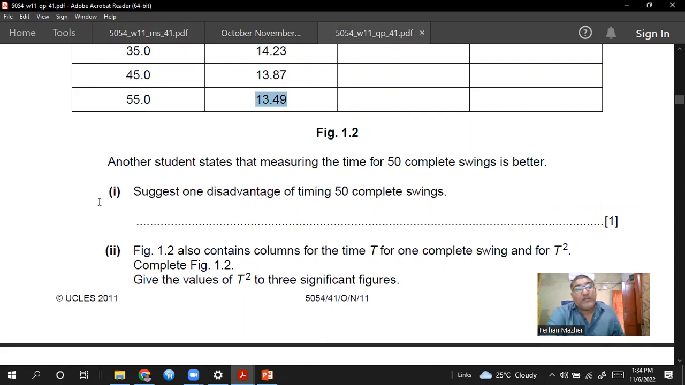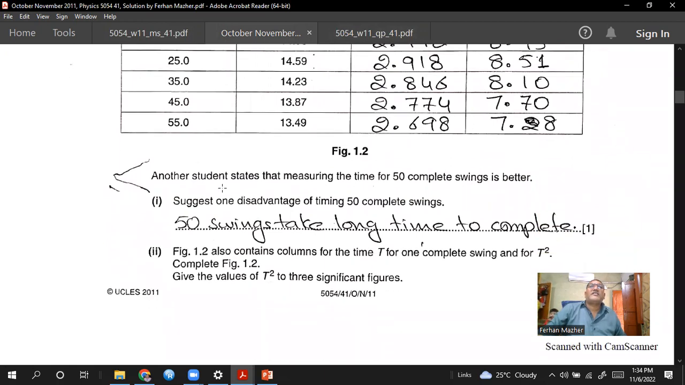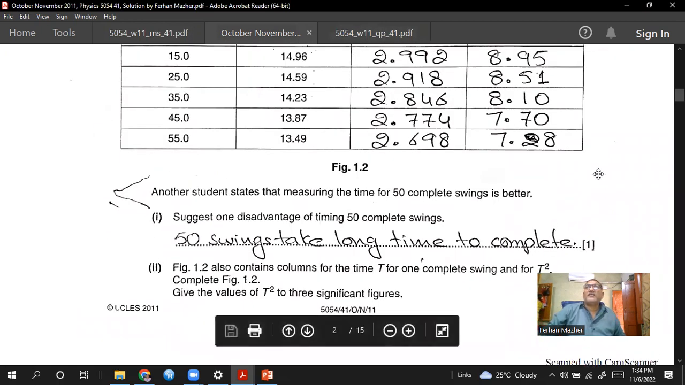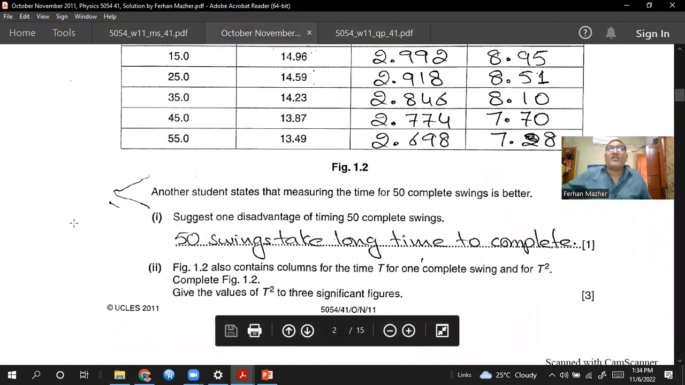Another reason can be that in 50 swings, maybe the pendulum stops swinging. So you can write any answer. So let me show you my written answer here. My answer is that the 50 swings take a long time to complete.